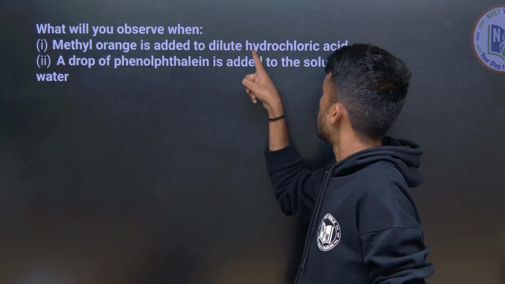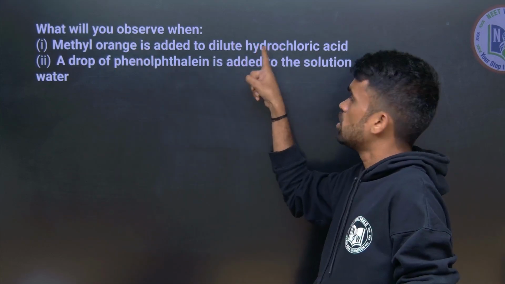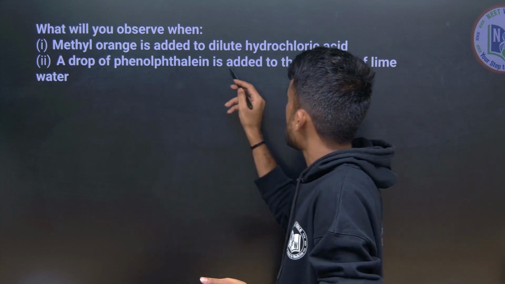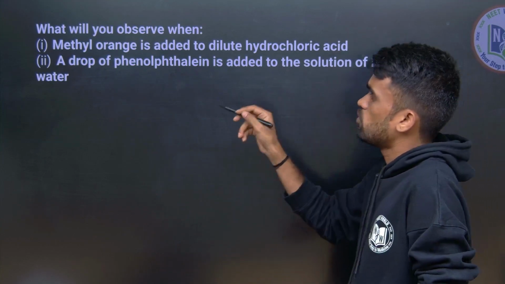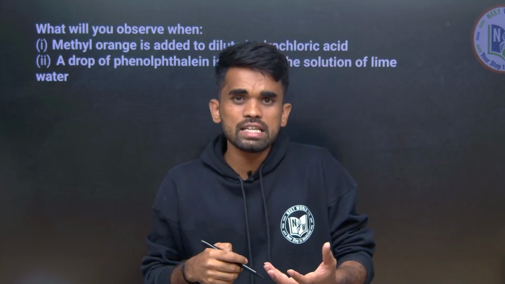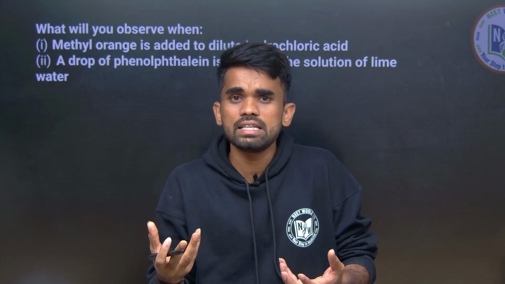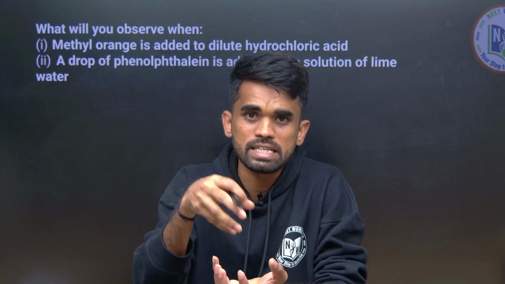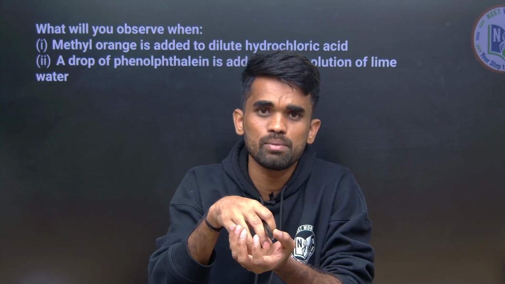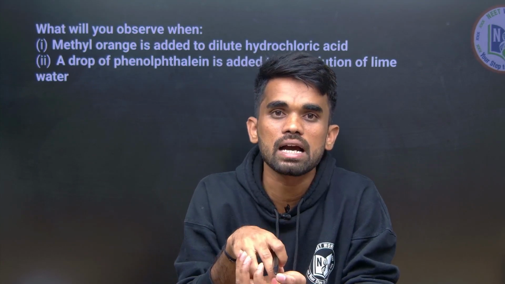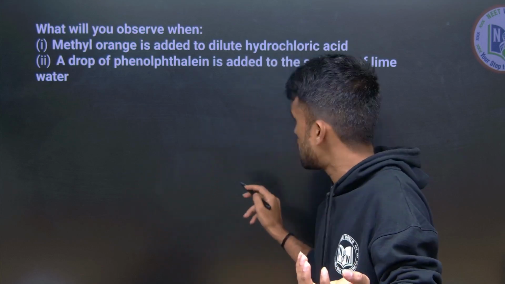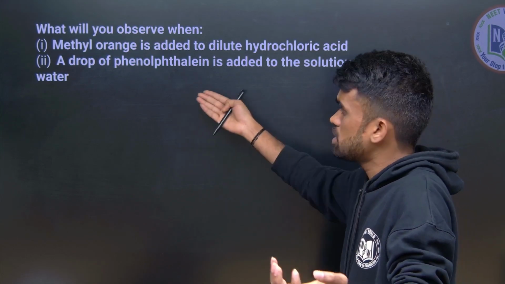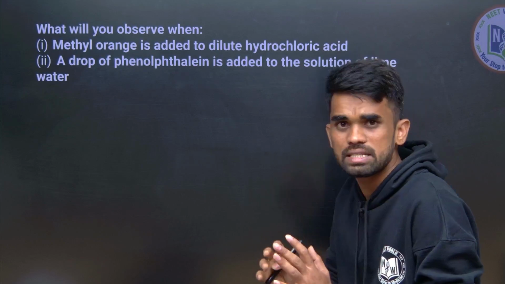So in acid, orange color converts into red color in acidic medium. That's it. Next: a drop of phenolphthalein is added to a solution of lime water. Lime water is basic in nature and phenolphthalein is an acidic compound. So what happens when phenolphthalein is added to this basic solution? The solution will appear pink in color, right? I have shown you a colorless test tube and a pink solution. That is what happens in the second case. Hope it is clear, right?